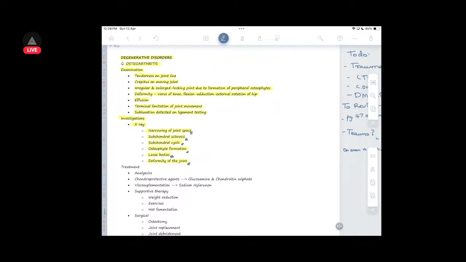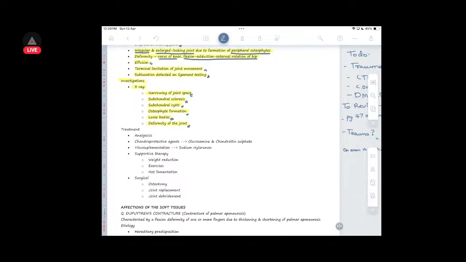These are degenerative disorders. So examination: there is tenderness on the joint line, crepitus on moving the joint, irregular and enlarged looking joint due to formation of peripheral osteophytes. Then of course varus of knee, flexion, adduction, external rotation of hip. Effusion, terminal limitation of joint movement, and subluxation is detected on ligament testing.